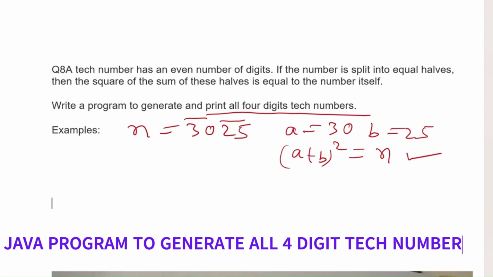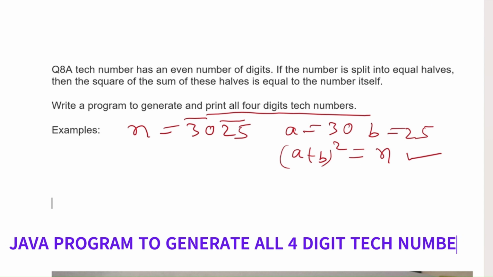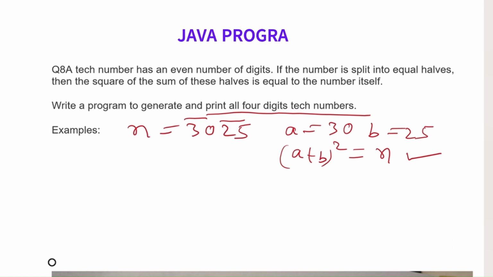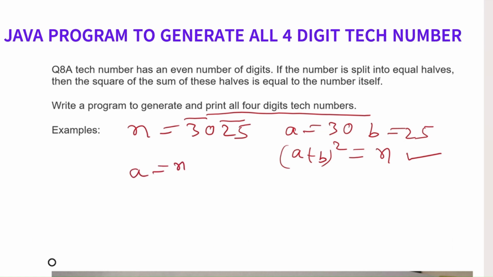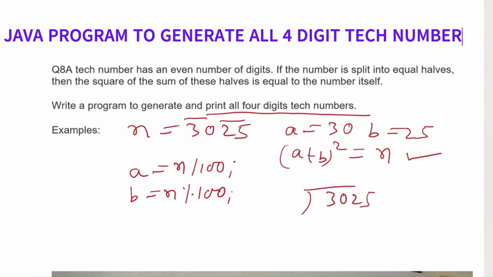Now, how can you find A and B? How can you split the number? For this, what is A? A equal to n divided by 100 and B equal to n modulus 100. How? This is your 3025 divided by 100. This is 100 into 30 equal to 3000. Remainder is 25. This is your remainder.